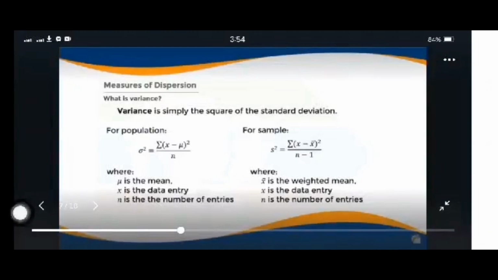Let's go over the variance. Variance is simply the square of the standard deviation. For its formula for a sample, we have s squared equals the summation of x minus the mean, squared, over n minus 1, wherein x is the data entry, the barred x is the mean, and n is the number of entries.